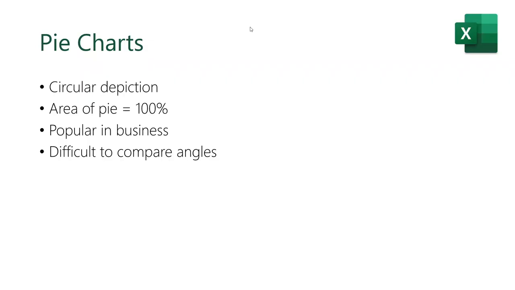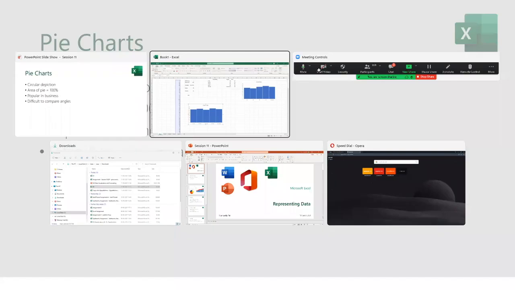Okay, now it's very popular in business. You would find a lot of business presentations tend to have pie charts. They are full of pie charts, which is the reason why a lot of corporate documentation and newspapers always tend to have pie. The problem is it's very difficult to compare angles, right? So I'll show you again where it becomes difficult to compare angles.